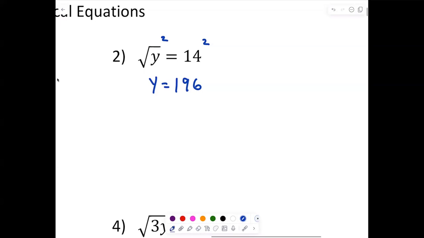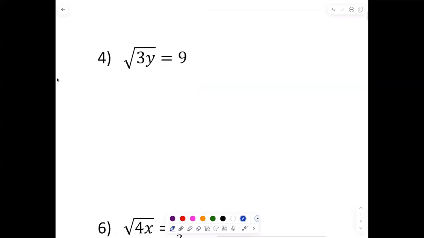All right, so let's take a look at number 4. What do I do to both sides? Square both sides. So I end up with 3y equals 81. Now what do I do? Divide by 3. Thank you very much. So y equals 27. Now, it would be good to stop me at any moment that you're unsure. It's just getting a little bit trickier as we go down the page.